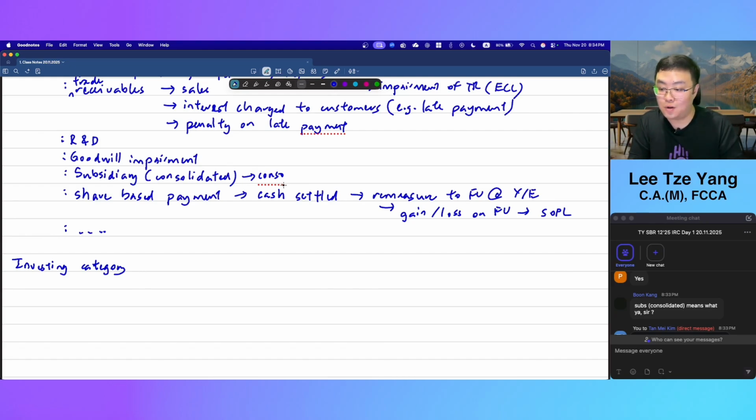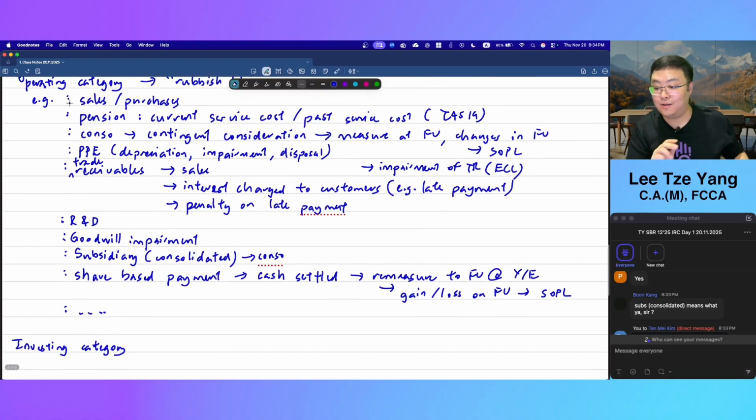Consolidated means we already do the consolidation. So impairment of the subsidiary or whatever, very likely will be under operating already. Okay, hope that answers your question.